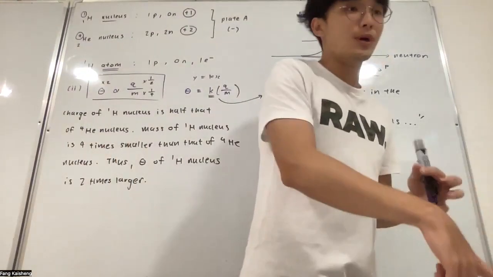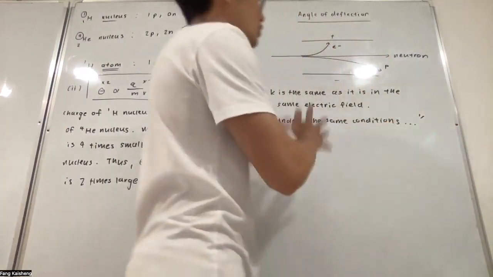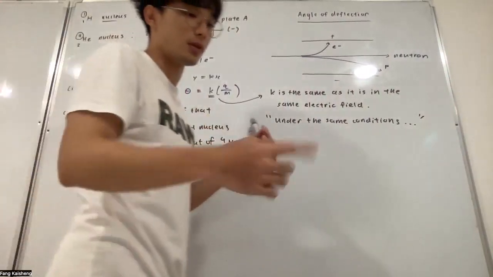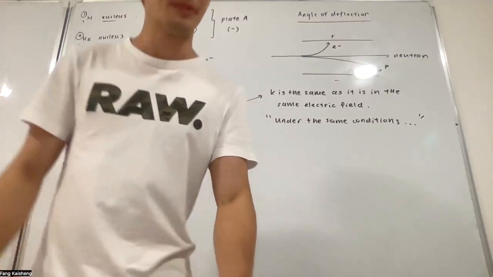So with that said, you can pretty much do 2 and 3. The angle of deflection, we've pretty much covered the whole thing already. So 2 and 3 is just practice. We'll give you a bit of time to just calculate these two parts. Part 2 is to explain.